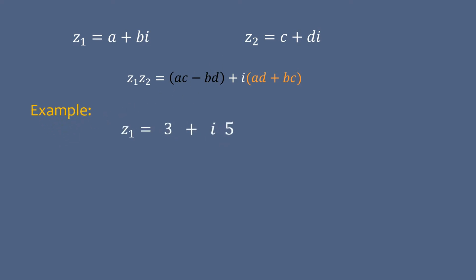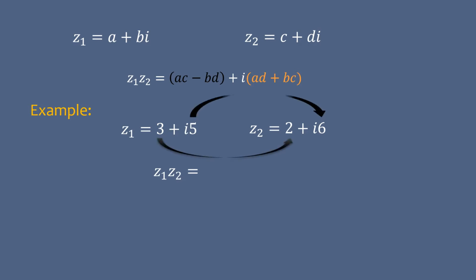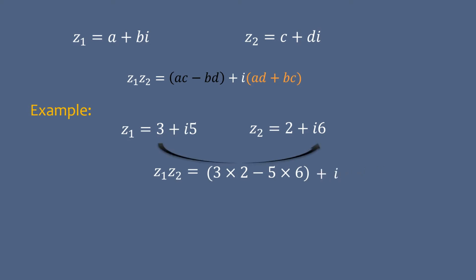Let z1 equal to 3 plus 5i and z2 equal to 2 plus 6i. Then z1 z2 will be equal to the multiplication of 3 and 2 minus the multiplication of 5 and 6, plus i times the multiplication of 3 and 6 plus the multiplication of 5 and 2. Now this can be easily solved and it will be equal to minus 24 plus 28i.